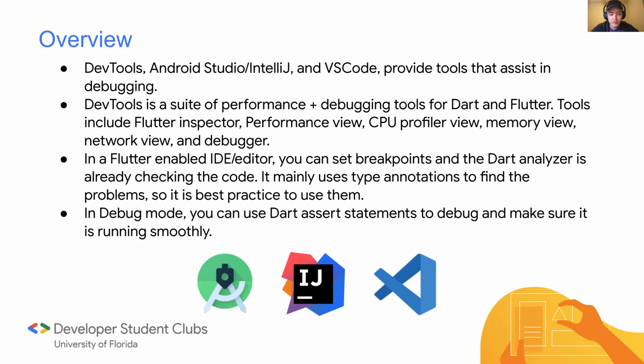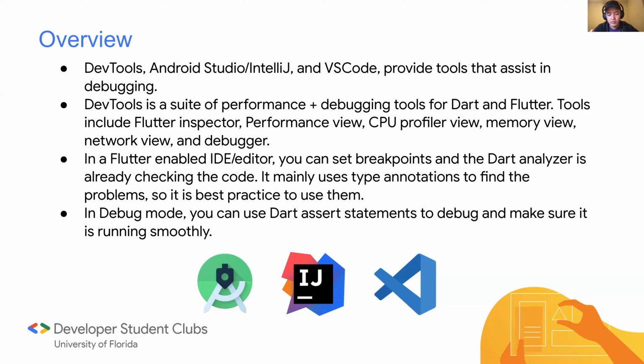Other environments such as Android Studio, IntelliJ and VS Code have Flutter-enabled features. Their extensions for the Dart language have an analyzer that already checks your code, and it checks your code by observing the type annotations. Type annotations are when, instead of using var or maybe dynamic, you actually state the type of the variable, like int, text, a widget, or whatnot. And if you have some sort of error, the Dart analyzer will highlight it, and sometimes it won't even let you compile the code until you fix it.